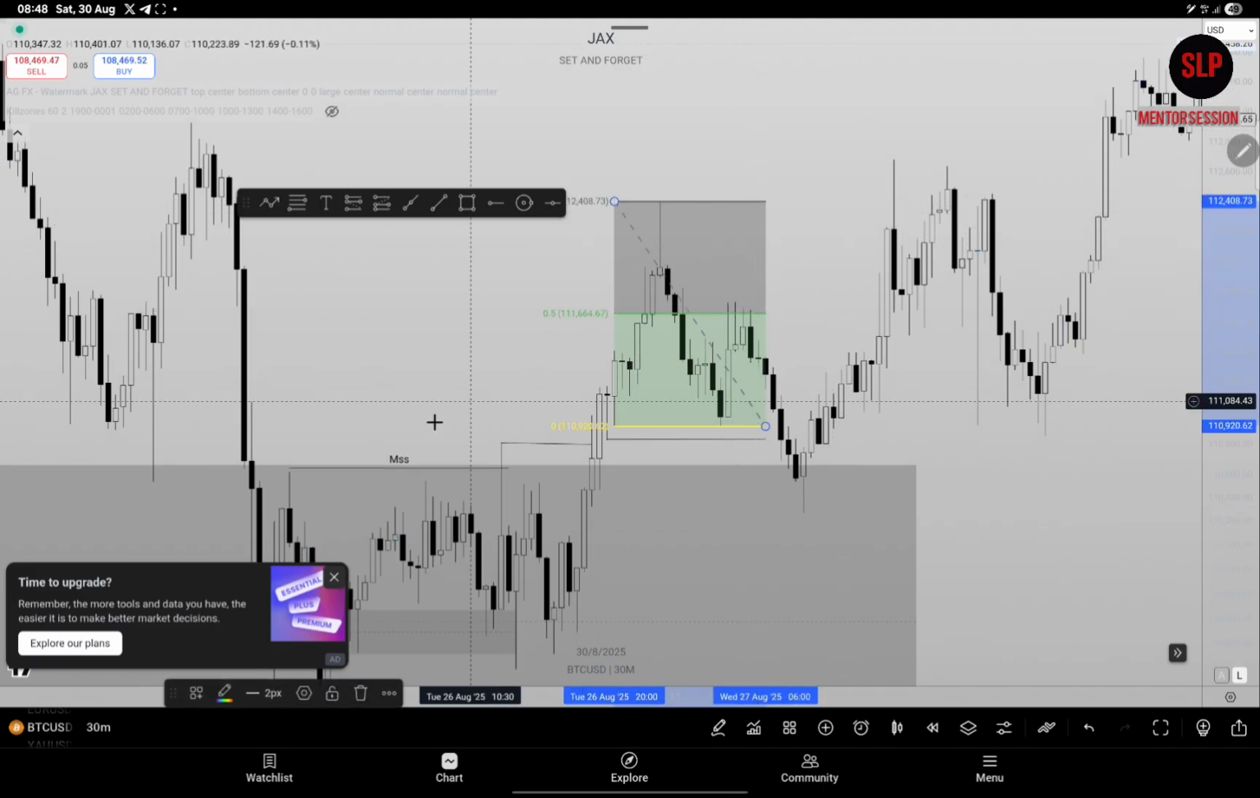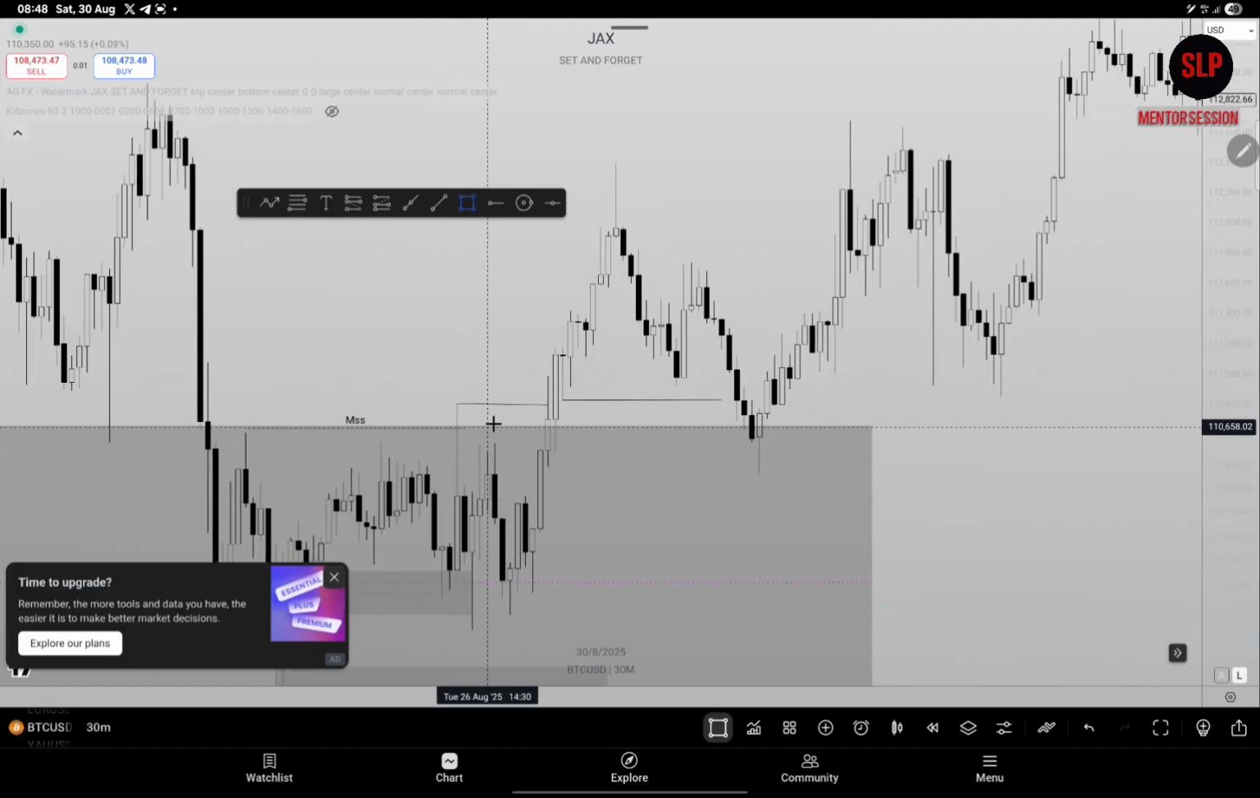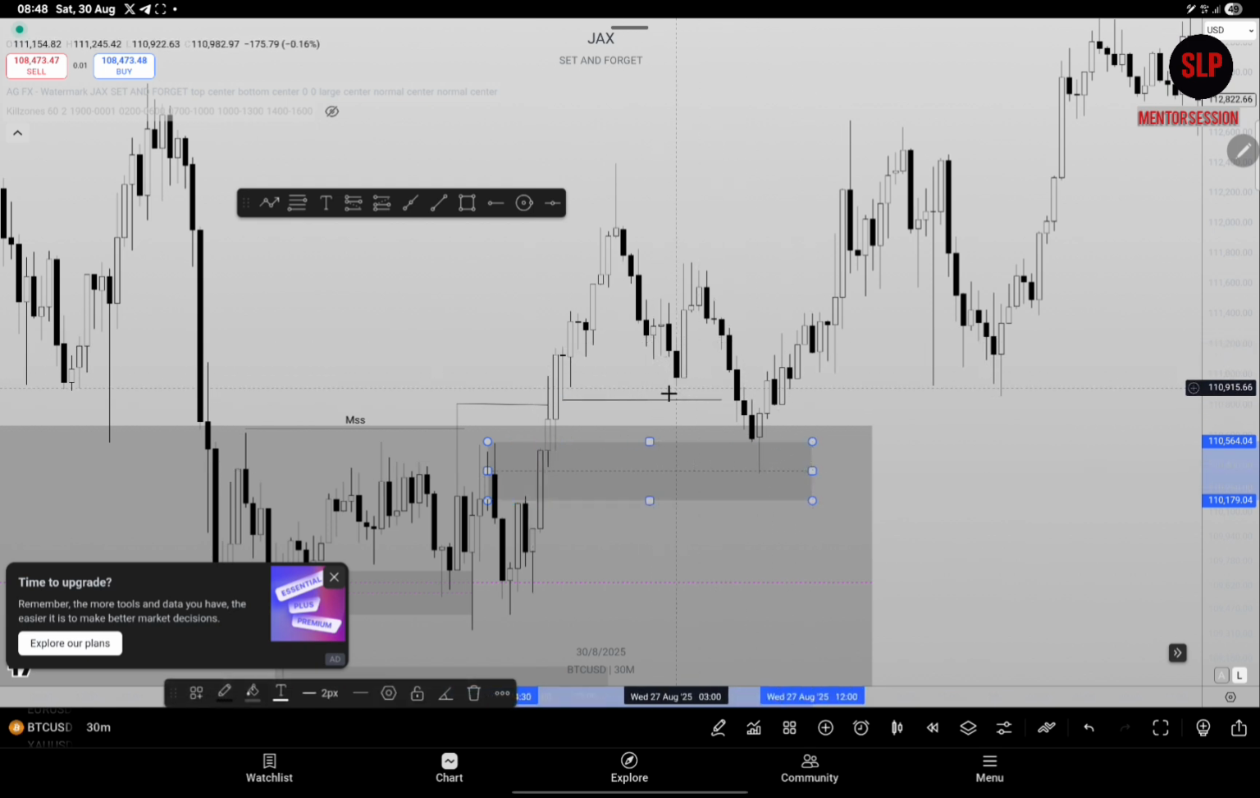I remember, where's our point of interest? Our point of interest is the breaker block. Our point of interest is this breaker block right here. This is our point of interest, the breaker block, and this is the engineered liquidity. This is a single candle inducement. So fully packed, this setup was valid.